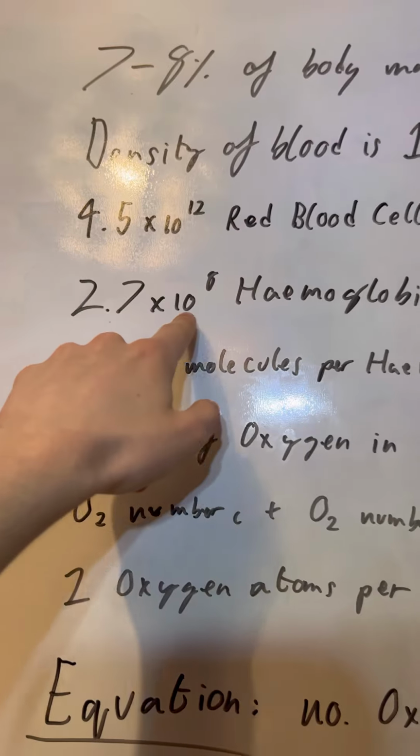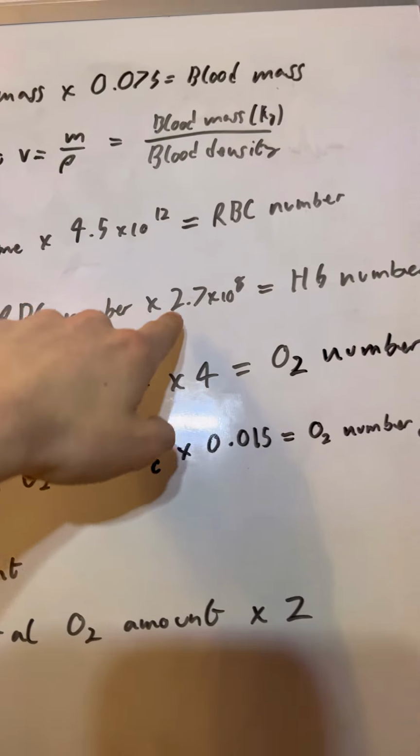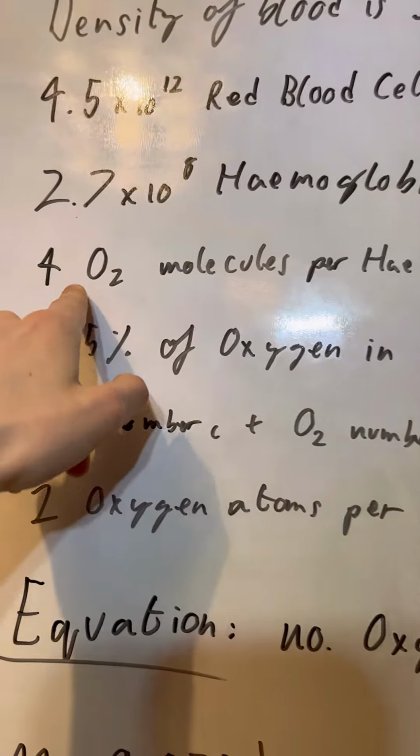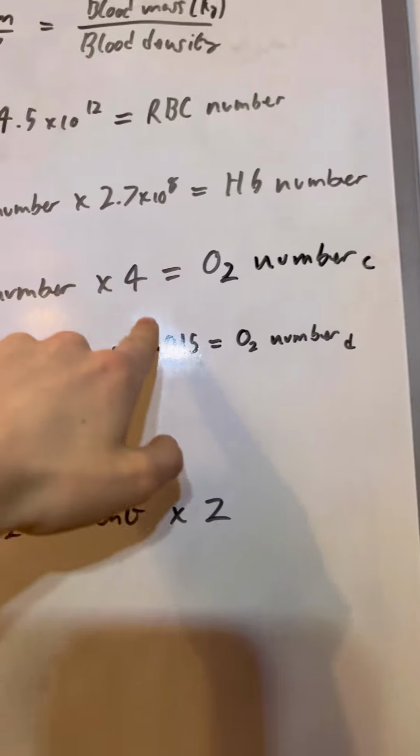And there's 2.7 times 10 to the 8 hemoglobin molecules in every red blood cell. So multiply that number by 2.7 times 10 to the 8 to get the number of hemoglobin molecules. And then each hemoglobin can bind to 4 oxygen molecules. So multiply that number by 4.